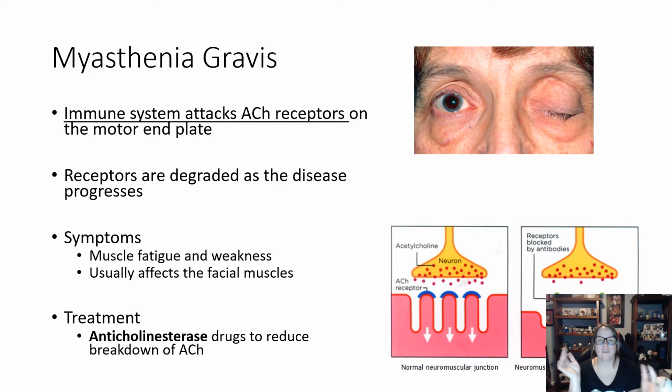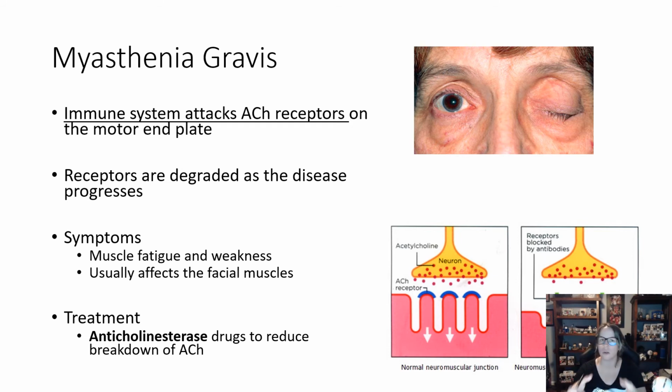Now let's kind of talk about some disorders that are associated with some of the parts or processes that we've looked at in regard to skeletal muscle. So the first thing I want to look at is myasthenia gravis. Myasthenia gravis is an autoimmune disorder. So autoimmune, auto means self. It's where your immune system attacks your own body tissues.